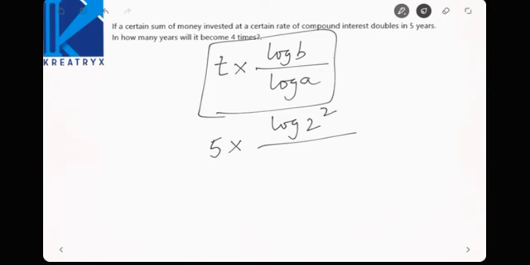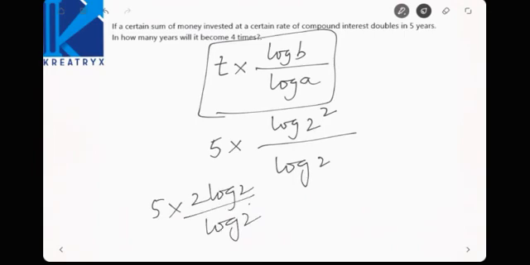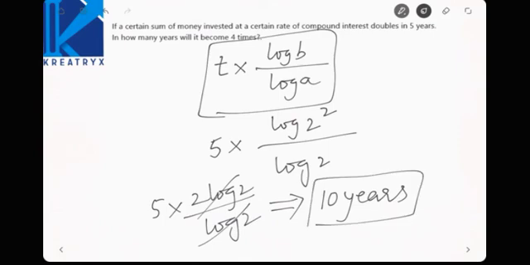Now initially it doubles, which means log A means log 2. Now see here, log 2 square will be leading to what? 5 into 2 log 2 by log 2, right? Log 2 gets cancelled. Now the answer will be 10 years. See the shortcut for this, 10 years. In how many years will it become 4 times? In 10 years.